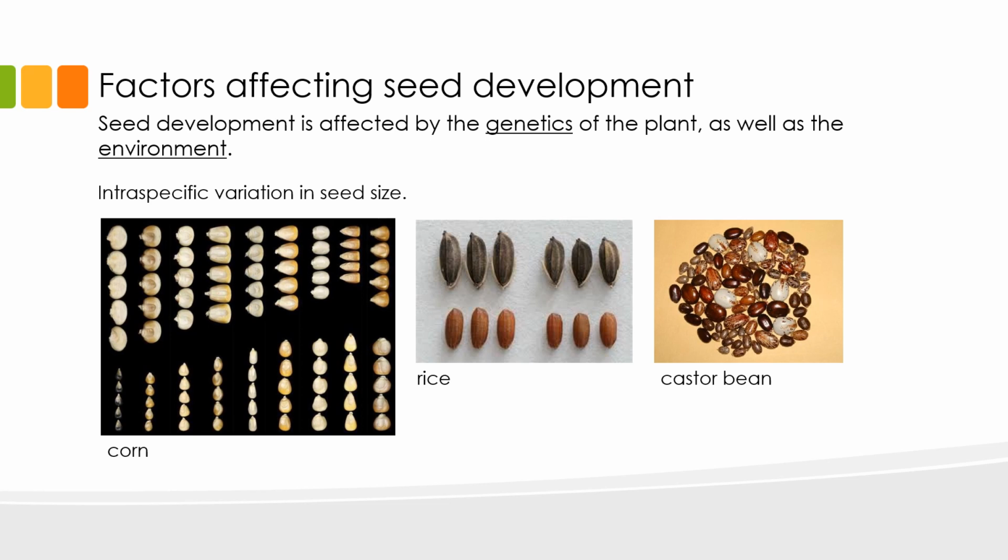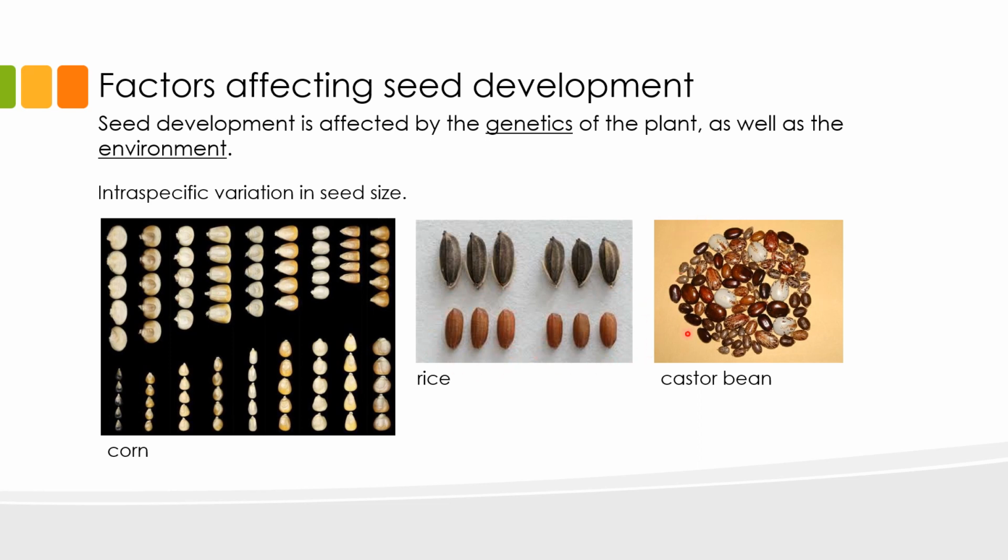Within species, the genetic makeup of a plant may also cause variations in the different features of seeds. This slide illustrates intraspecific, or within species, variation in the seeds of corn, rice, and castor bean. In this panel, for example, we can see different shapes of corn seeds that include round, oblong, and even triangle. This picture in the middle shows slight variation in the size of the seeds, with the seeds on the left being slightly bigger than those on the right.